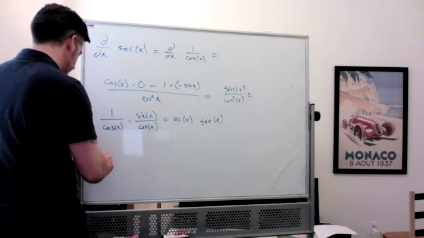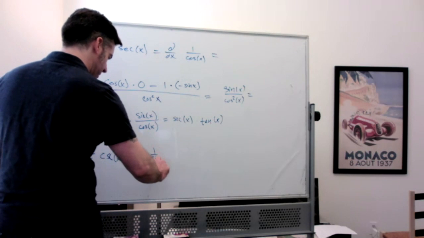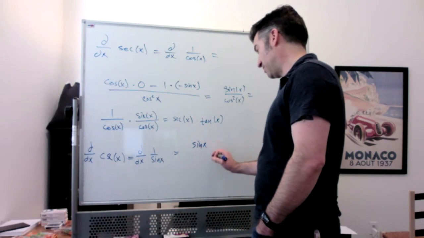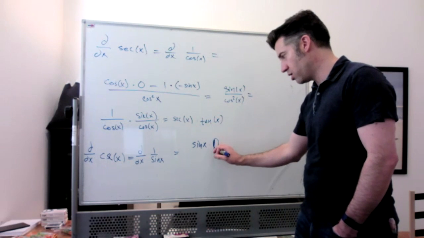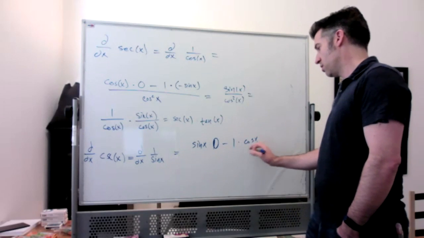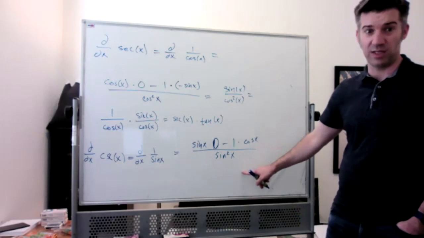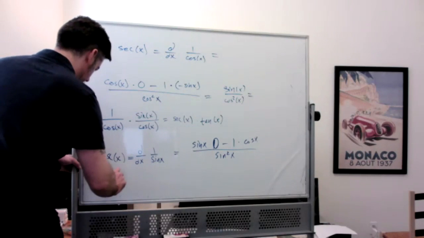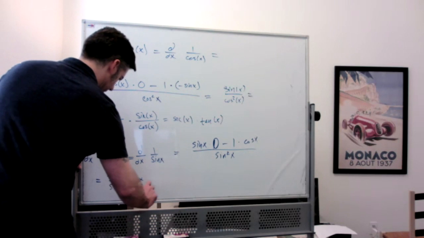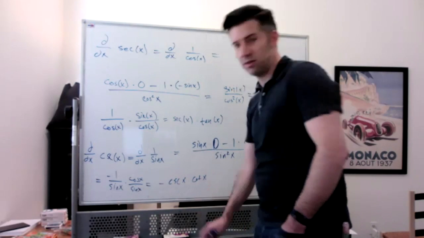So the derivative of cosecant of x, we're going to do it the same way. It's the derivative of 1 over sine of x, which is equal to the bottom times the derivative of the top, which is 0, minus the top times the derivative of sine, which is cosine, all over the denominator squared. I'm going to write my negative cosine x over sine squared x as negative 1 over sine of x times cosine of x over sine of x. And that's going to be negative cosecant of x times cotangent of x, just like we thought it was.